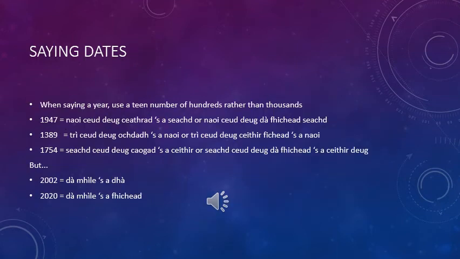And what about saying the dates? Well, when you say a year, you use the teen number of hundreds rather than thousands. So 1947 is naoi céad diag ceithre sa seach, or naoi céad diag daigit sa seach. 1389 would be trí céad diag ochgit sa naoi, or trí céad diag céhir figit sa naoi. 1754 would be seach céad diag cúgit sa céhir, or seach céad diag daigit sa céhir diag. But once we get past 2000, we get things like 2002, dá mhíle sa gá, or 2020, dá mhíle sa fichit.